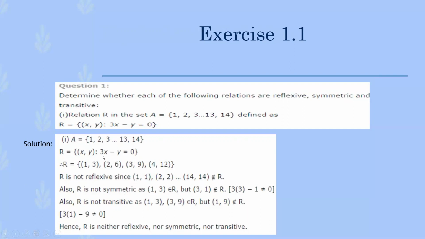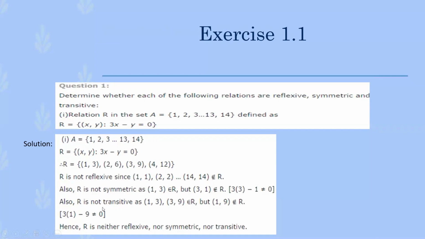If I keep here 3 into 1 minus 1, it will give us 2, not 0. So it is not reflexive. Second, let's see what symmetric. Since (1, 3) is satisfying R, let's check for (3, 1). If I put here (3, 1), 3 into 3 is 9, minus 1, that will be 8, which is not equal to 0. So it's not symmetric also.